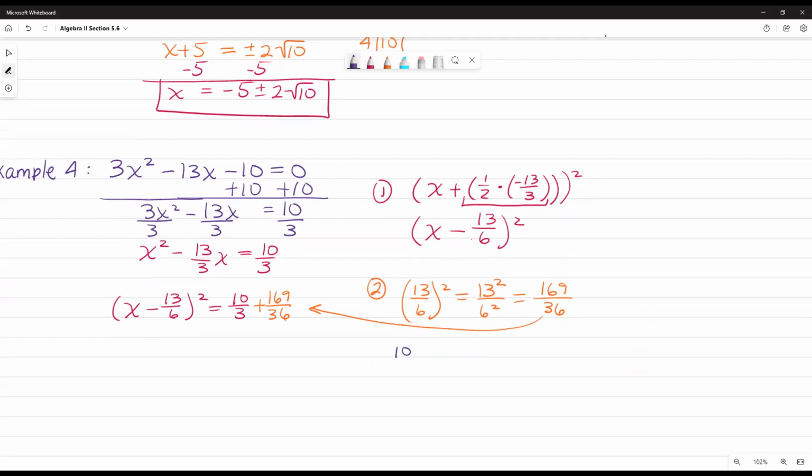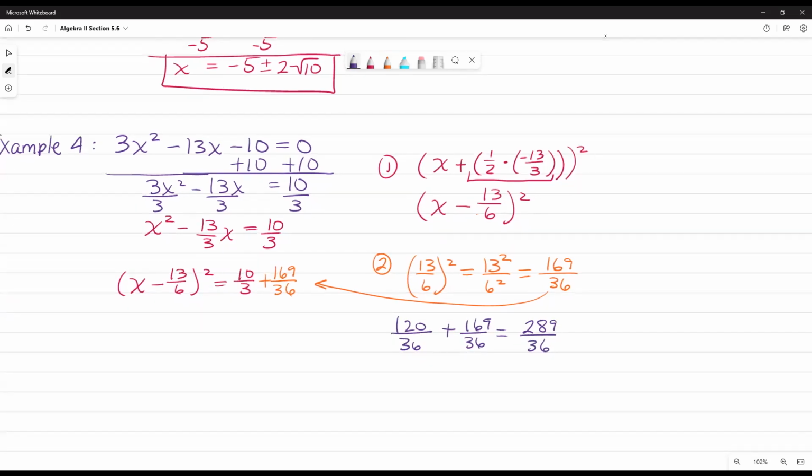All right, so 3 times 12 is 36, 10 times 12 is 120, so 120 over 36, plus 169 over 36. You see why we just leave these as fractions. And that is 289 over 36. And so our final equation, ugly though it may be, x minus 13 over 6 squared equals 289 over 36.